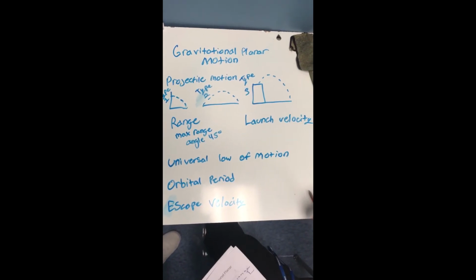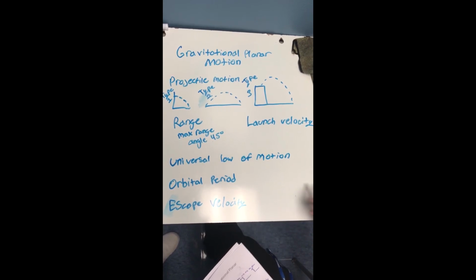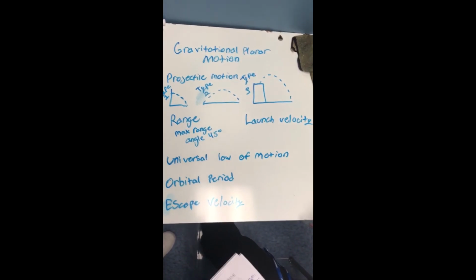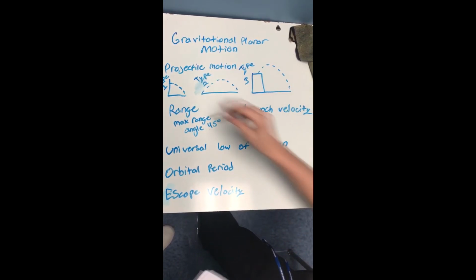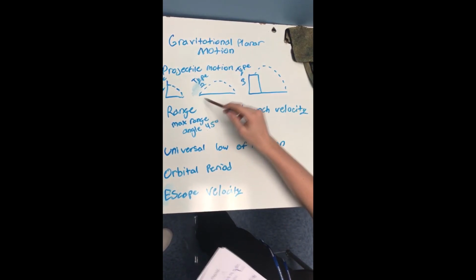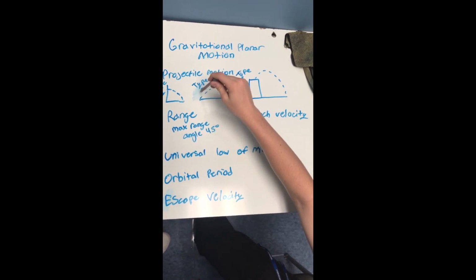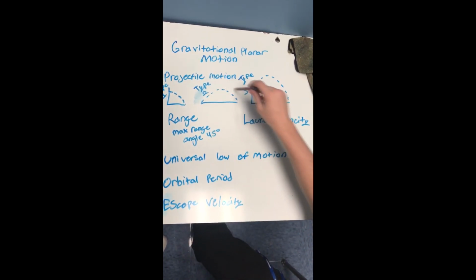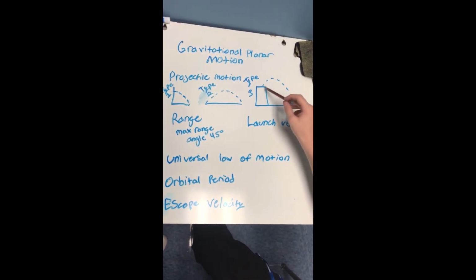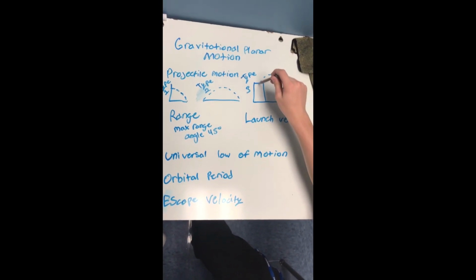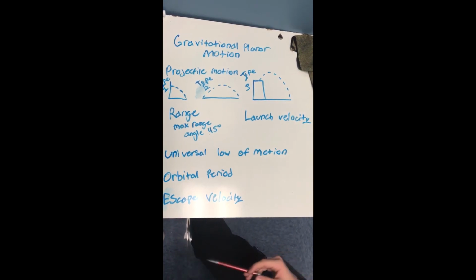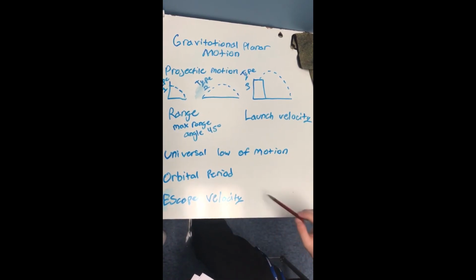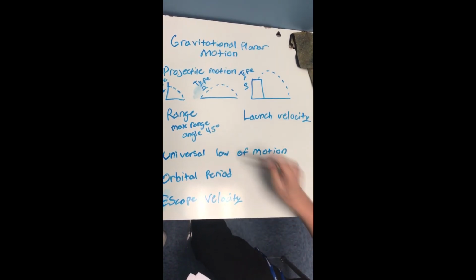Projectile motion is when an object moves across a curved path with only the force of gravity acting upon it. The first type is shot at a horizontal angle and just hits the floor. The second one is shot at a vertical and horizontal angle, and it goes up and then it lands at the same level. And the third type is when it's shot at a horizontal vertical angle and it lands below them. And then range is the horizontal distance traveled, and the maximum range angle is 45 degrees.